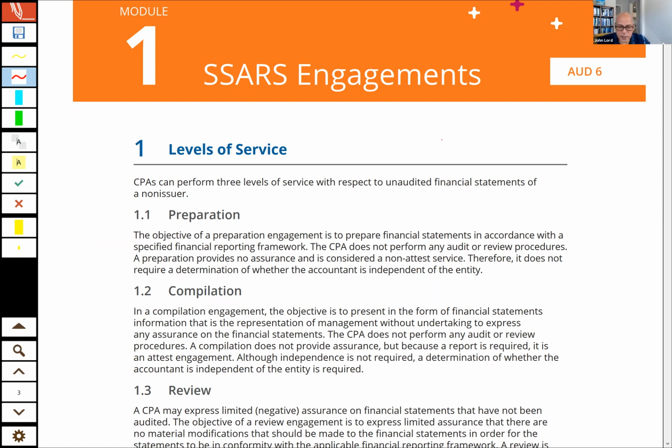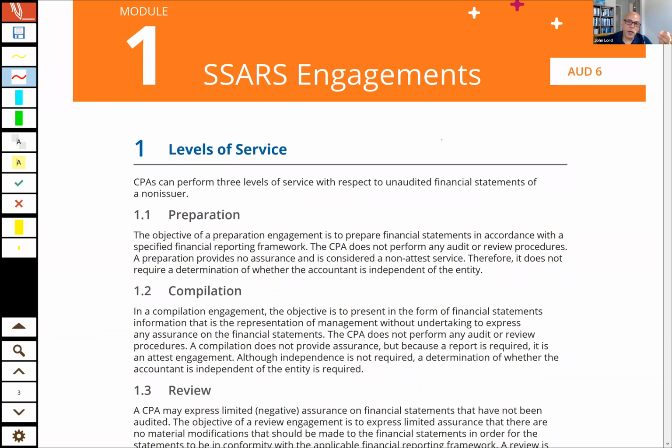Now we're coming back to the historical statements, but what we're going to be doing here is providing a level of service that is less than an audit. Primarily, the big three, if you will, are going to be preparation of the financial statements, in which we provide no assurance. We don't write a report, nothing. We just prepare the statements and walk away, and let the client use them for whatever they need. We could also do a compilation engagement, in which we provide no assurance, but we have to issue a report.